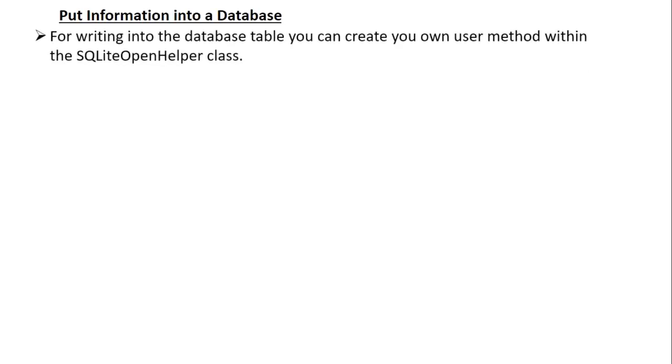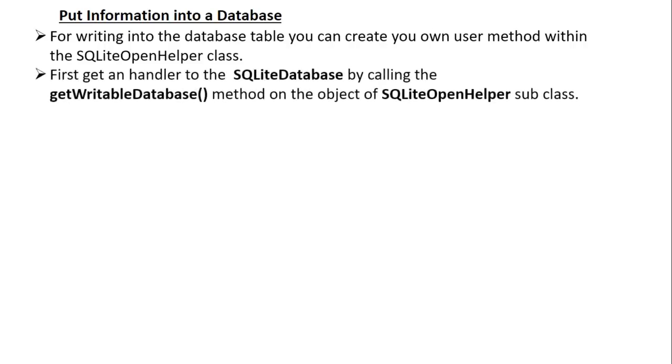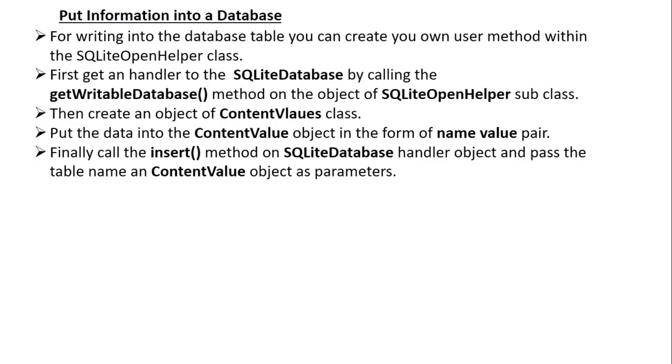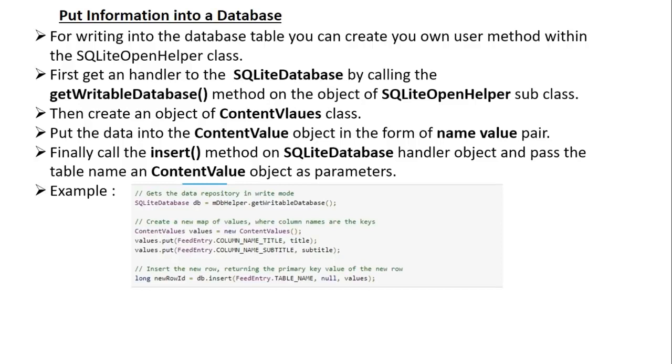So now we can learn how to put information into the database. For writing into the database table, you can create your own user method within the SQLiteOpenHelper class. First, get a handle to the SQLiteDatabase by calling the getWritableDatabase method on the object of the SQLiteOpenHelper subclass. Then create an object of the ContentValues class. Put the data into the ContentValues object in the form of name-value pairs. Finally, call the insert method on the SQLiteDatabase object and pass the table name and the ContentValues object as parameters. So here is the example.